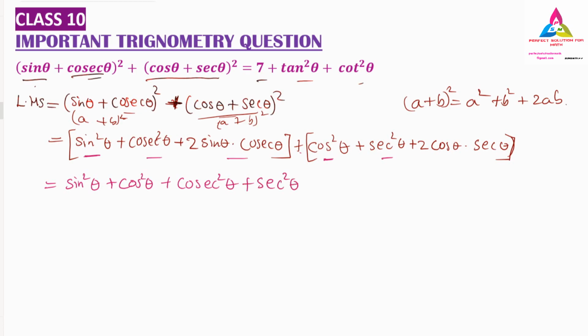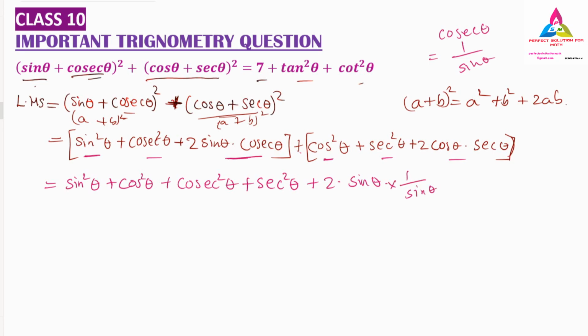The third one left is again the 2. Here we have 2 times sin theta into cosecant theta. See, this is sin theta into cosecant theta. What I will do over here is change that cosecant in terms of sine. So cosecant theta in terms of sine is nothing but 1 by sin theta. Yes? Here, instead of cosecant theta, I will write 1 by sin theta.